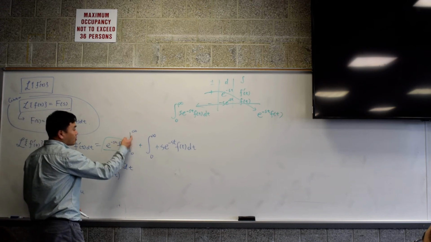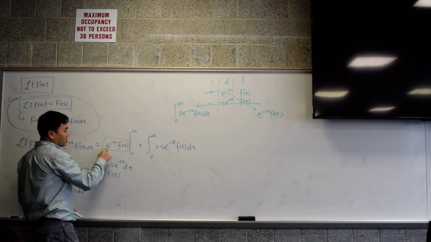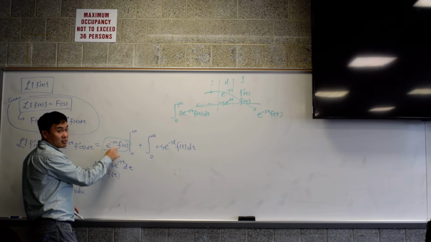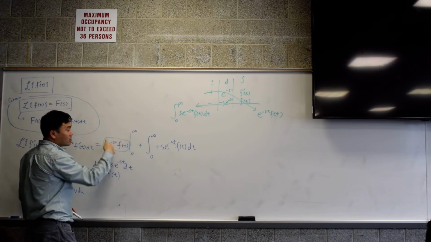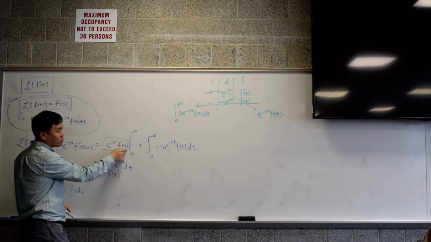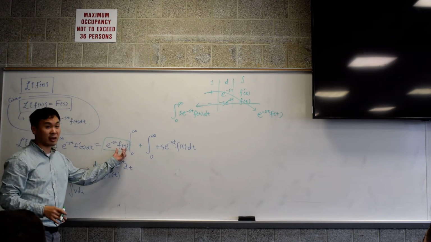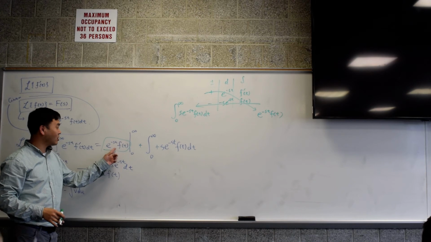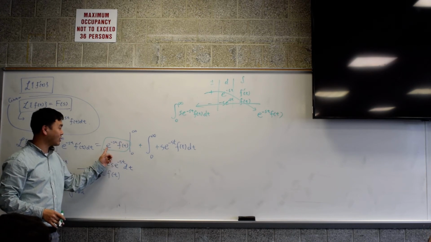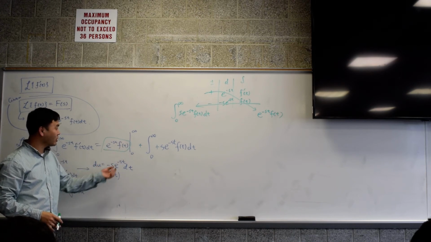Okay, now let's think about this. What do you get if you plug in infinity to this? E to the negative infinity, that's 0. So you're going to get 0 when you plug in infinity. Of course, you have to assume something about the function f. But that's always assumed. F can't be growing too fast. It'll always be manageable so that this will end up being 0.